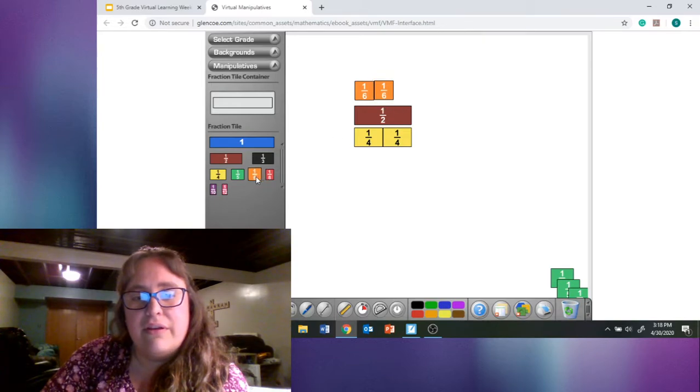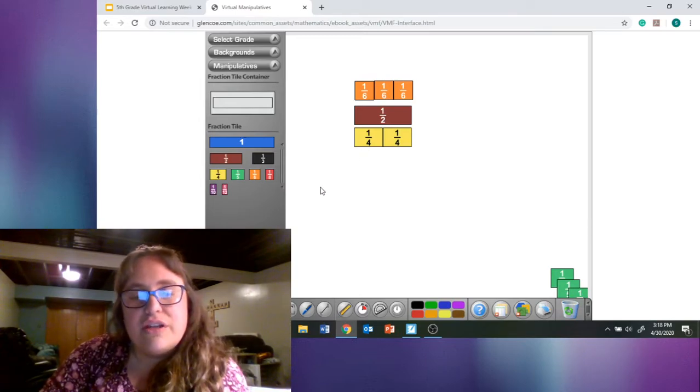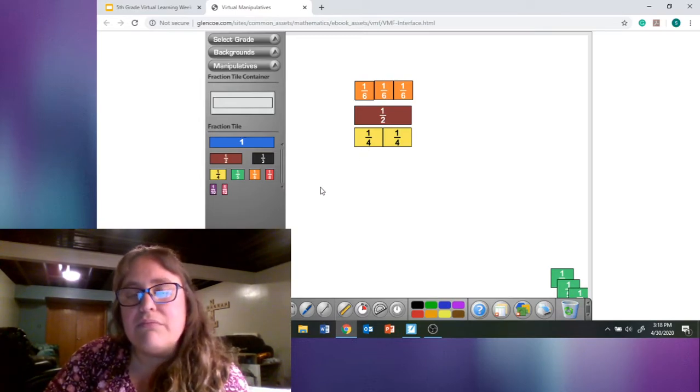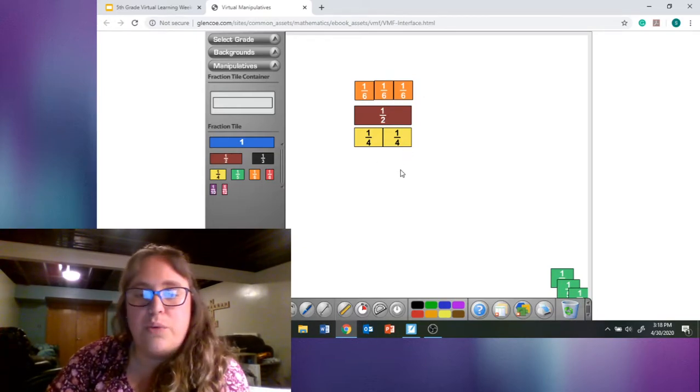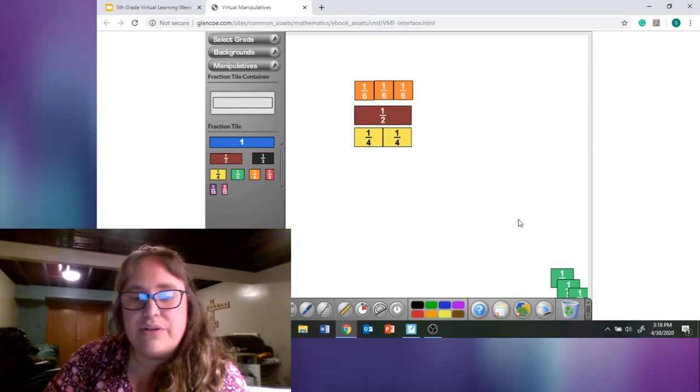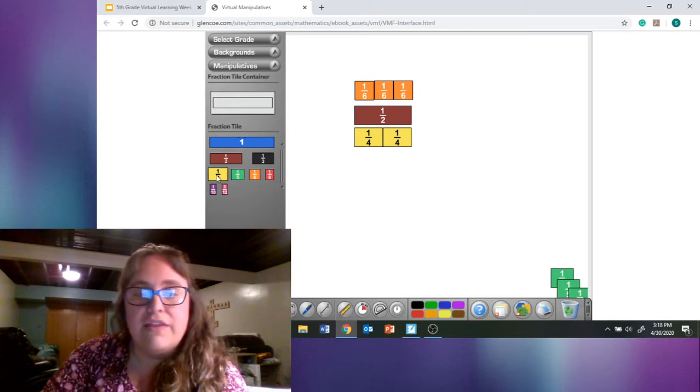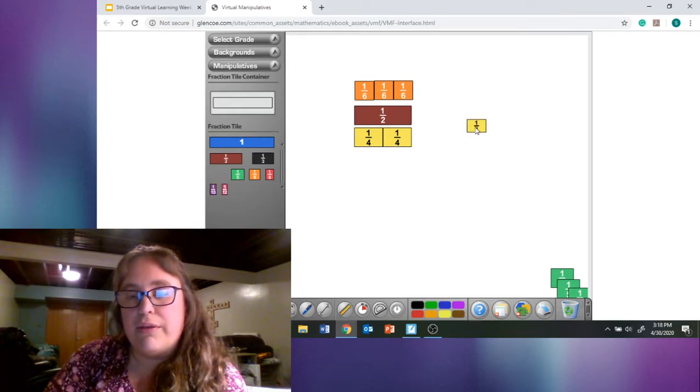2/6. Not enough. I'm wondering what 3/6 will look like. Yes, 3/6 is perfect, right? I will challenge you that if you like to do this on your own, there are several more combinations of fractions that are equivalent to 1/2. But for now, I'm just going to leave that the same. I'm going to leave it there and I'm going to leave it undone. And I want you to find a combination that equals 1/4.